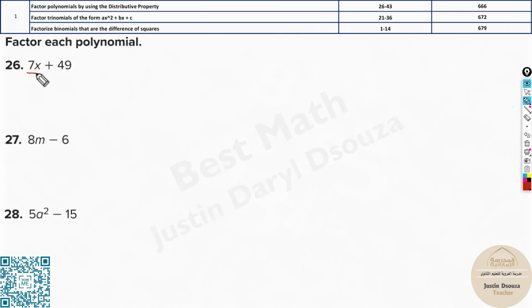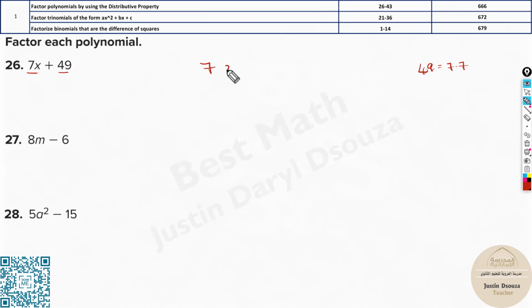Now you can see there's 7x and 49. We need to get them factored. How we can do it is, see, x is only in this first term. There is no x over here, so you can't do anything with x. But look at the number 7. This 49 can be written as a factor of 7, in the sense 49 equals 7 times 7, isn't it? So this is what we will do.